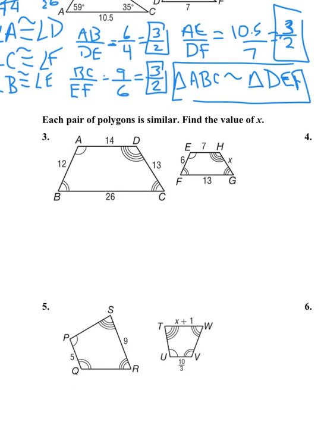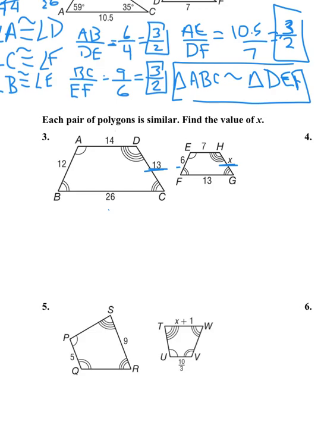Each pair of polygons is similar, find the value. So now we're going to solve for missing sides. So like I just showed you there, you can choose any side. You can choose 14 to 7, 12 to 6, 26 to 13. It doesn't matter because all three of them have corresponding sides that are matching. The only thing you have to make sure is that you include the side with X and 13 because you're looking for X.